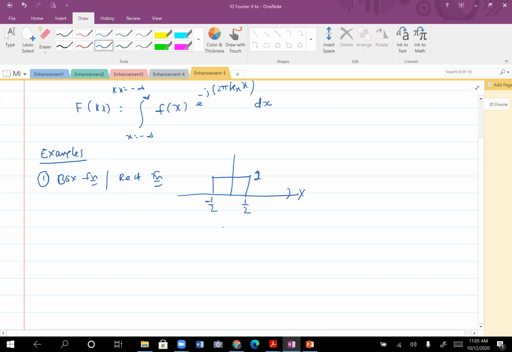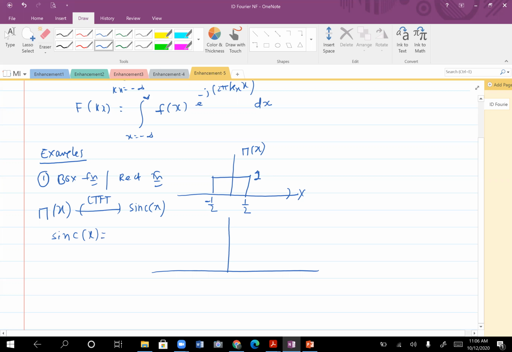So what would we be getting as a result of this in the Fourier domain now? So this is what you have as this rect function here. For the rect function, if you take the CTFT of it, what would we get here? Sinc function, right? There are a couple of slight variations in the definitions of sinc function. What do we mean by sinc function here? Sine of pi x by pi x.